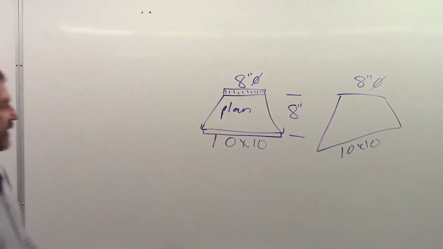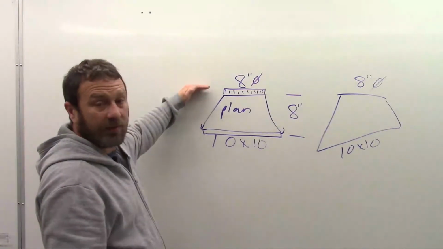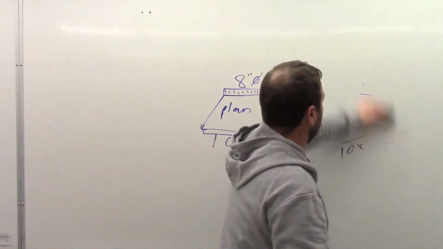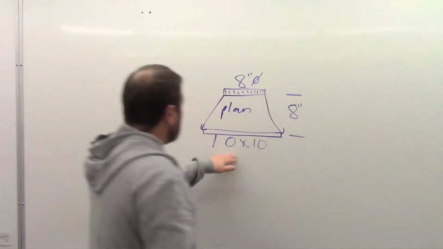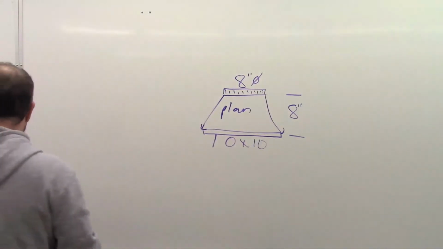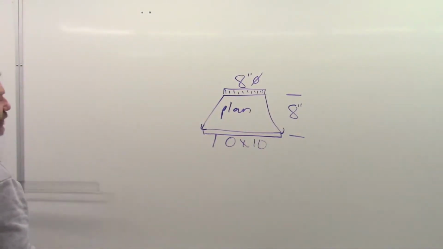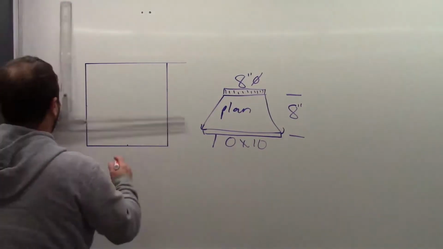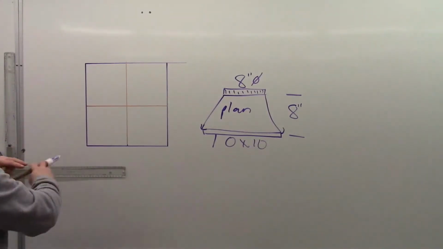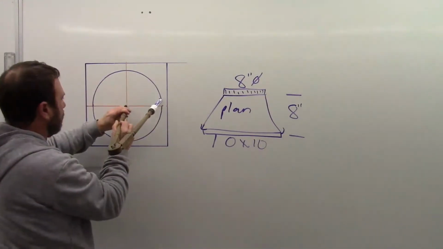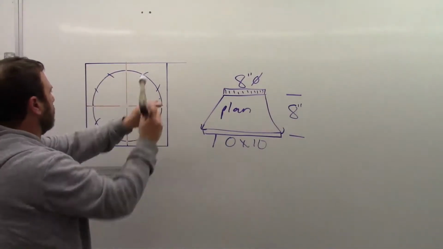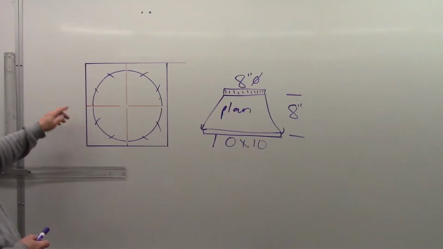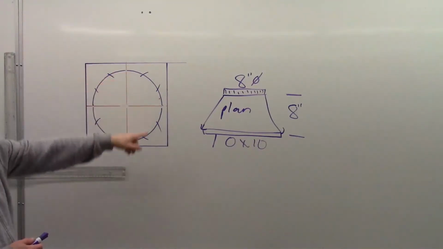For now we're just going to say if the base and top are parallel, if the two ends are parallel, we can use plan view. And that's where we want to go with it. So I'm going to start by drawing up a plan view of our shop drawing here. There's our basic plan view. I've got my square shape, I've got the round inside.